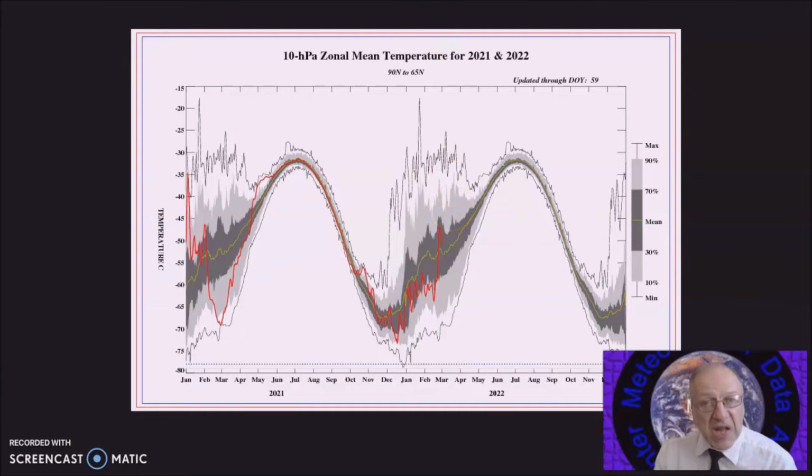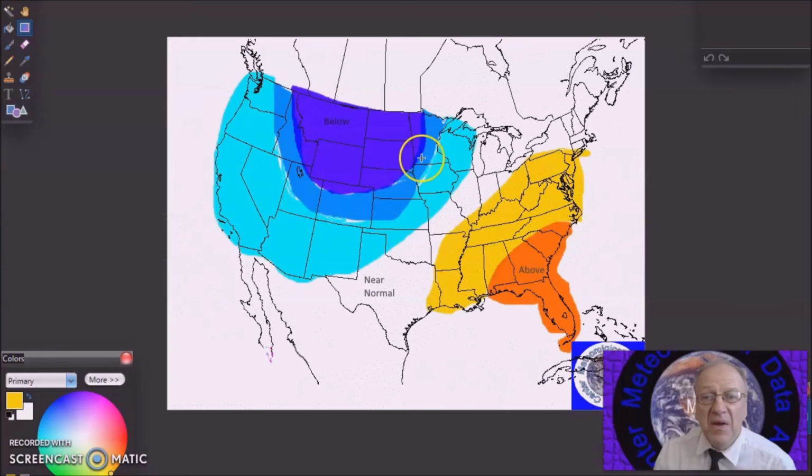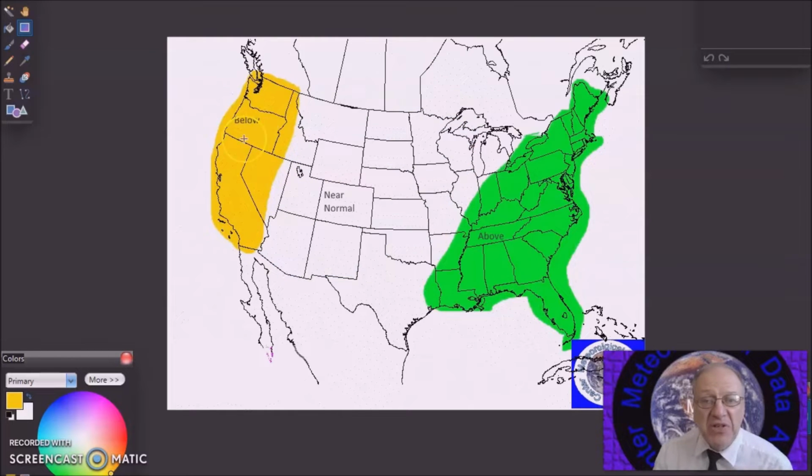So for this forecast period, I'm calling for below normal temperatures here. And I'm calling for anomalies of 4 to 10 degrees below normal, highest anomalies here. Above normal temperatures forecast for this region with anomalies of at least 8 degrees above normal, highest anomalies over the southeast. And for precipitation, calling for below normal precipitation here.